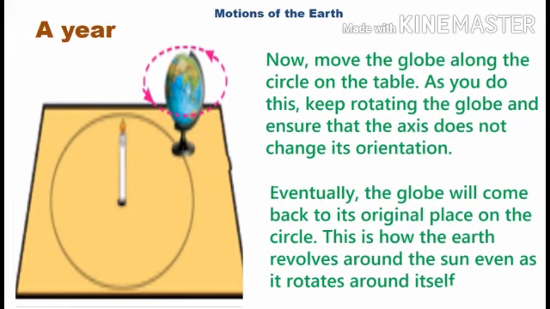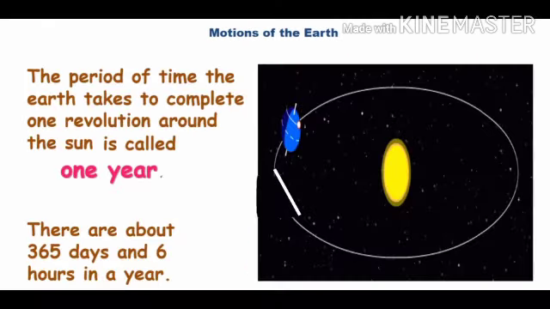So this gives rise to one whole year. The period of time the earth takes to complete one revolution around the sun is called 1 year. There are about 365 days and 6 hours in a year.